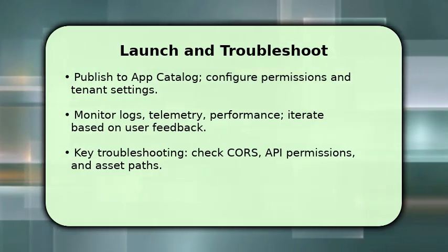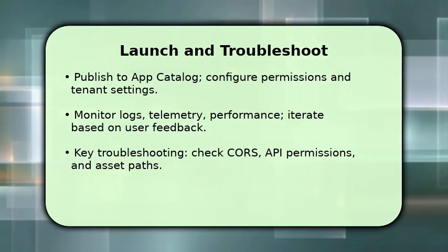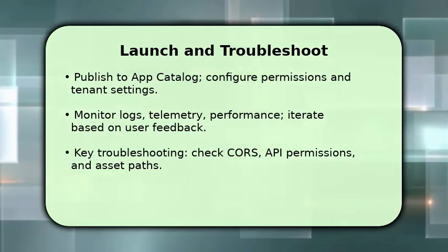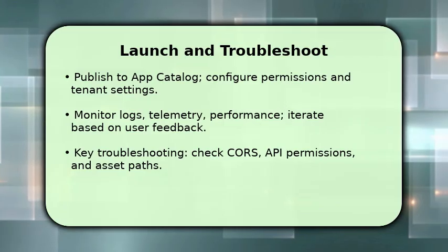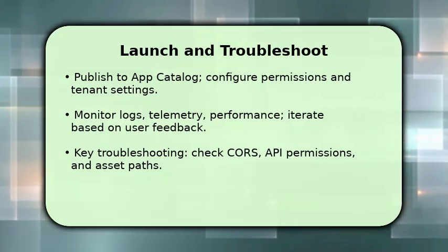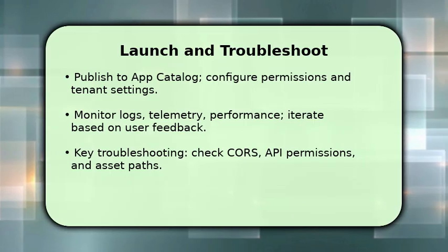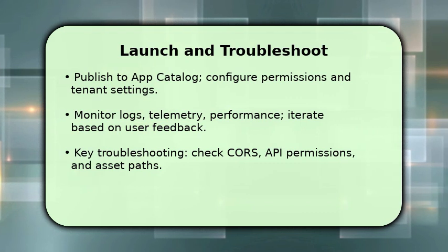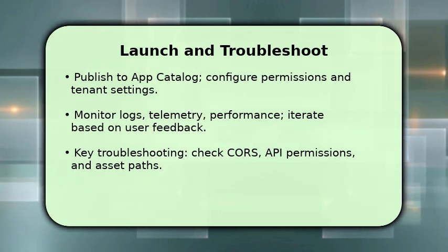Monitor telemetry and server logs to catch performance bottlenecks, then iterate on UX and security based on feedback. If things go wrong, first validate CORS headers, API permissions in Azure, and that static assets use correct paths. These 3 checks solve most deployment failures and save you time during production rollouts.